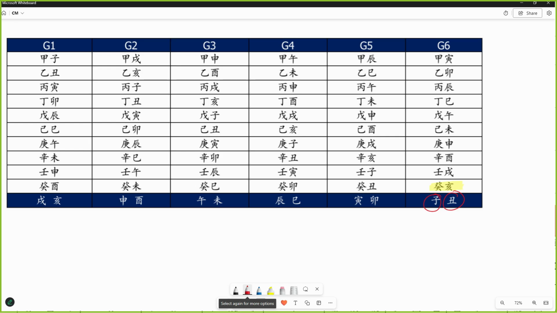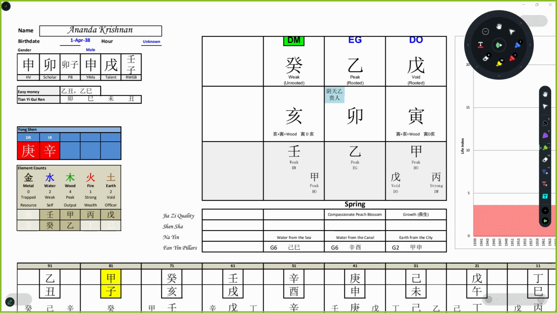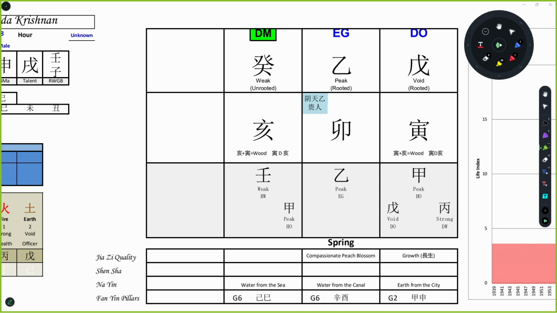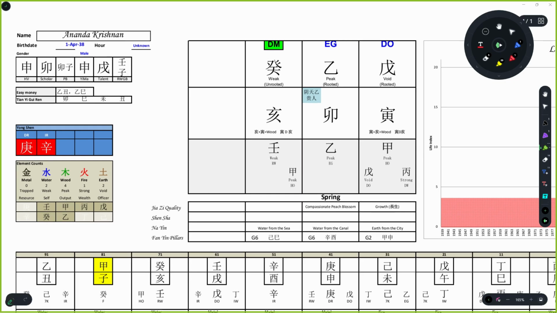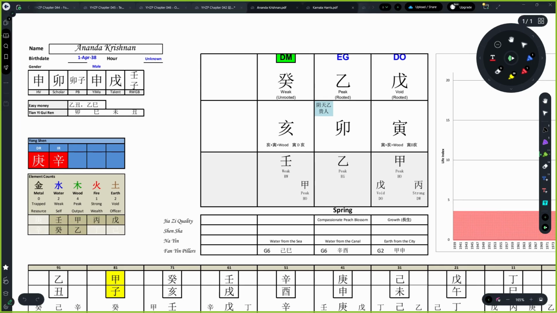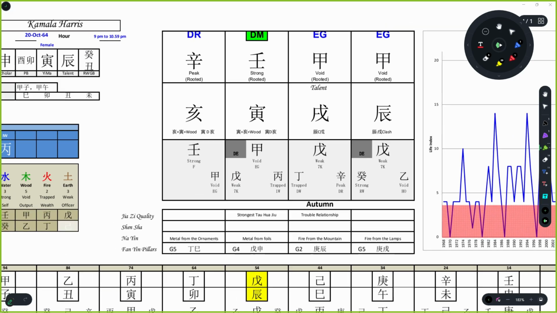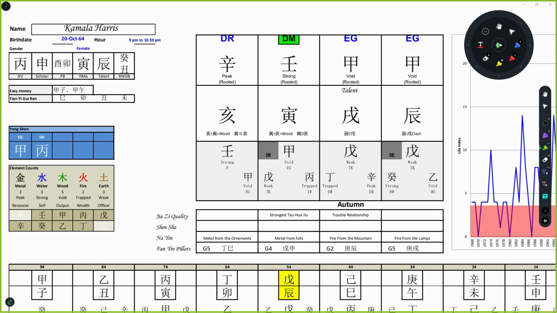Alright, so therefore, we will be looking into the rat and we'll be looking into the ox. In the first part, we will read and see whether there is death and emptiness on the pillar. In the absence of information on the hour, here no. So we'll consider that Ananda Krishnan had a chart without death and emptiness on the pillars of the natal chart. So no death and emptiness on the natal chart. Unlike when we saw Kamala Harris, who will then have death and emptiness.